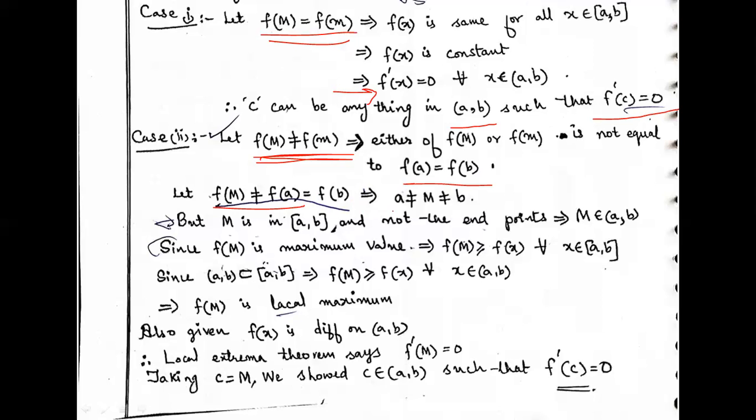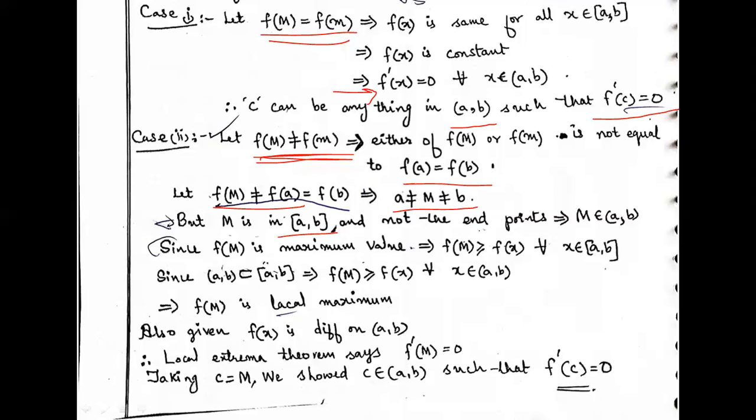Then M will not be equal to a, and not be equal to b. But M is in the closed interval [a, b].